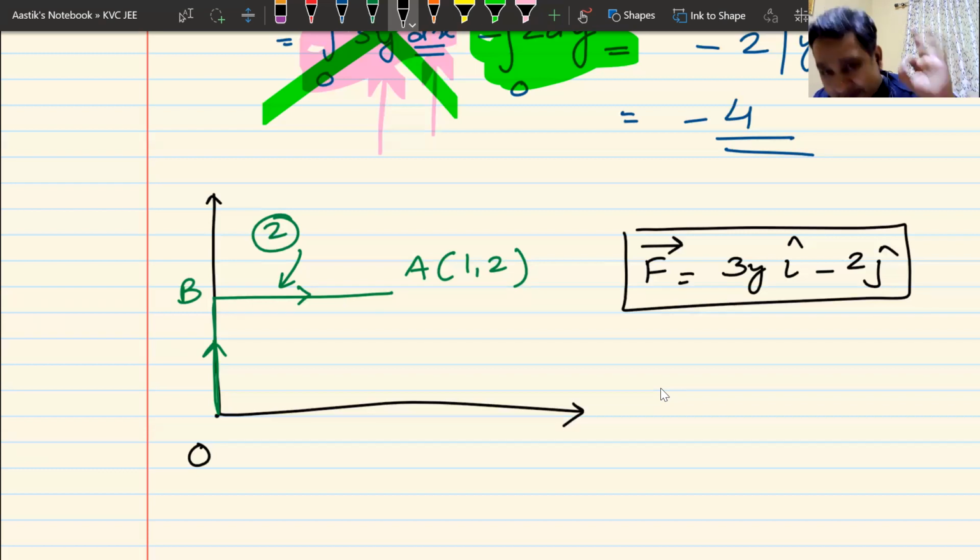O to B, B to A, that is the path. Part number 2, can you tell me what is the work done by this force? Remember, path number 1, I have calculated for you. Use common sense. Physics was not there at all. It was common sense and maths. The answer that I got was minus 4. Let us see what answer we get for path number 2.